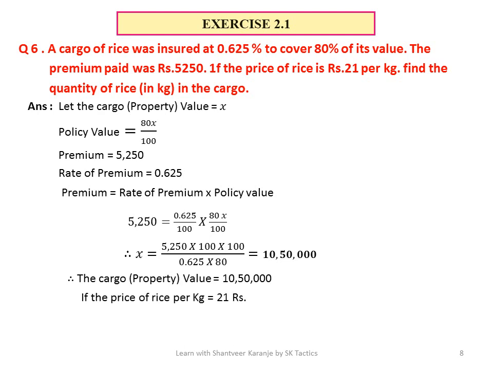So the cargo, meaning property value, is 10,50,000. If rice is rupees 21 per kg, then the total quantity of rice in the cargo is nothing but the division of these two amounts. Total amount of the cargo divided by 21, which is the per kg rate. So the answer is 50,000 kg. So that cargo contains 50,000 kg of rice.